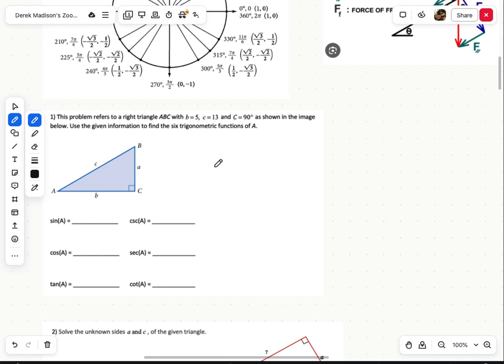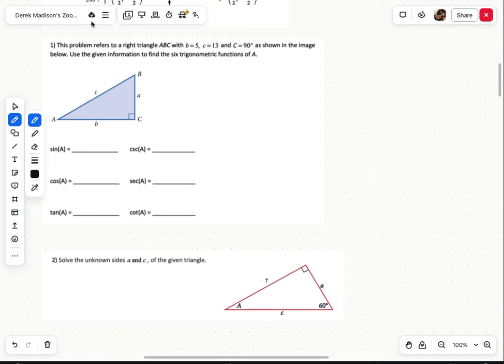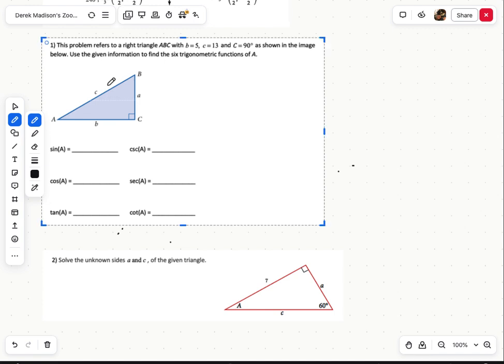Okay, so let's look at this first problem. In this one, we're given that B, this side right here, is 5. Let me get that labeled. There we go, 5. And we know that C is 13. I'm going to end up not writing on this thing because it's just super annoying.